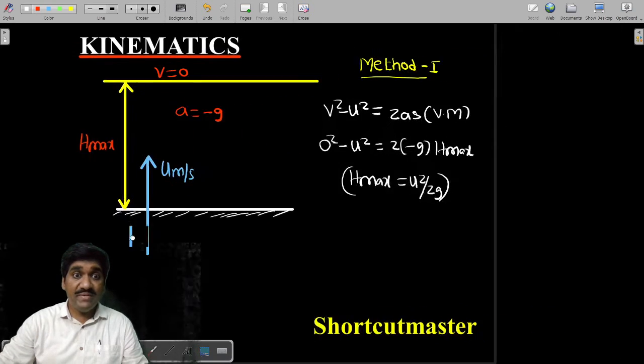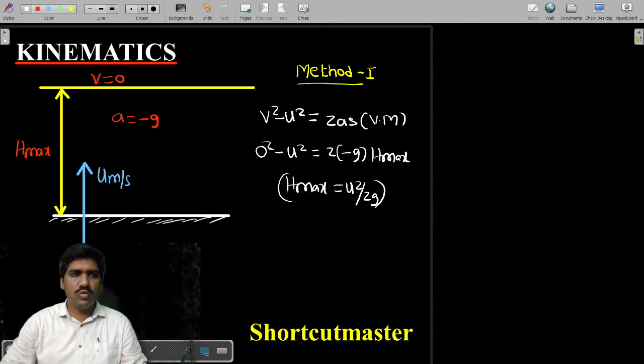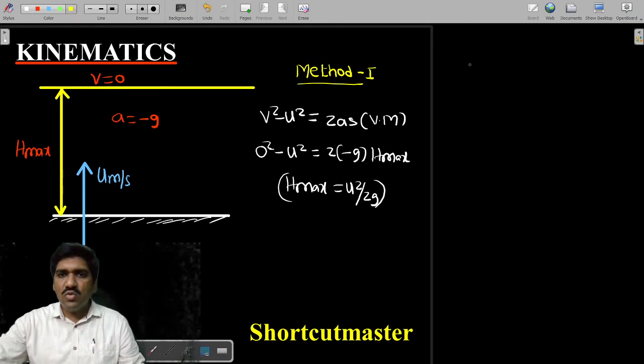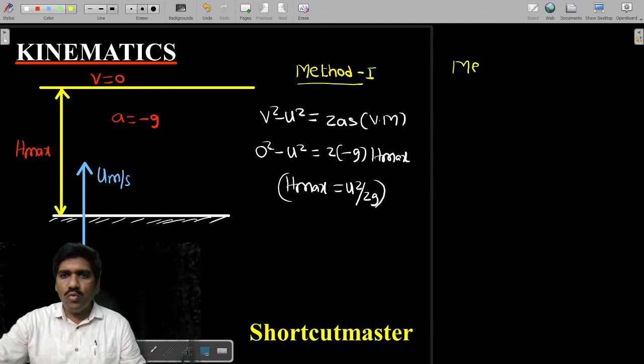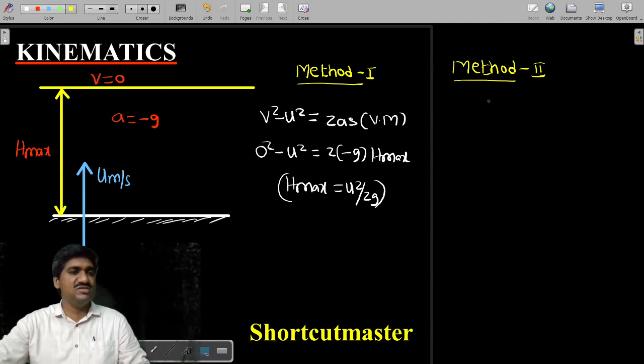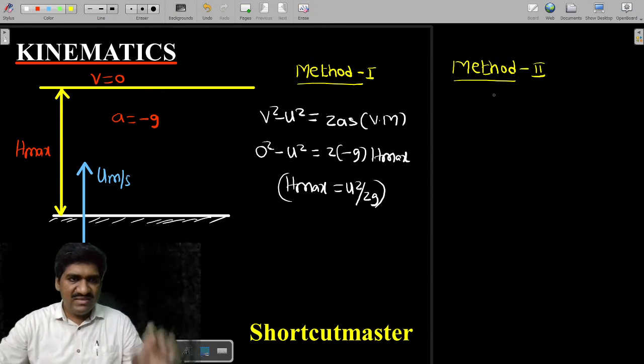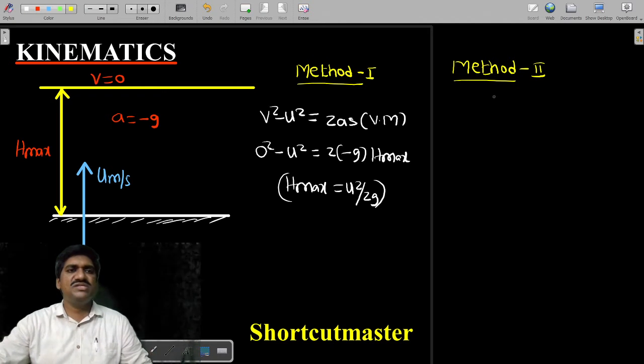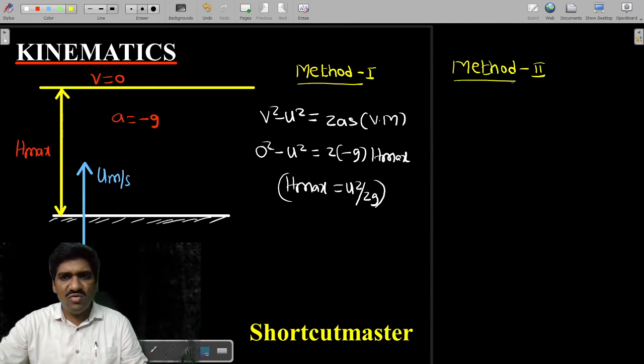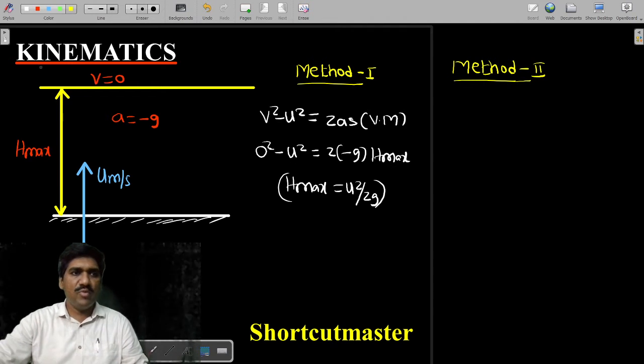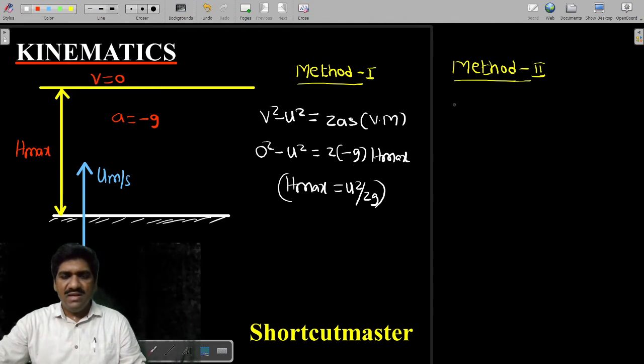Now I am going for method number two. In method number two, I am going for the principle of conservation of energy, because there is no loss in energy. There is only conversion of energy from one form to another. I am writing one point clearly: the total energy always remains constant.